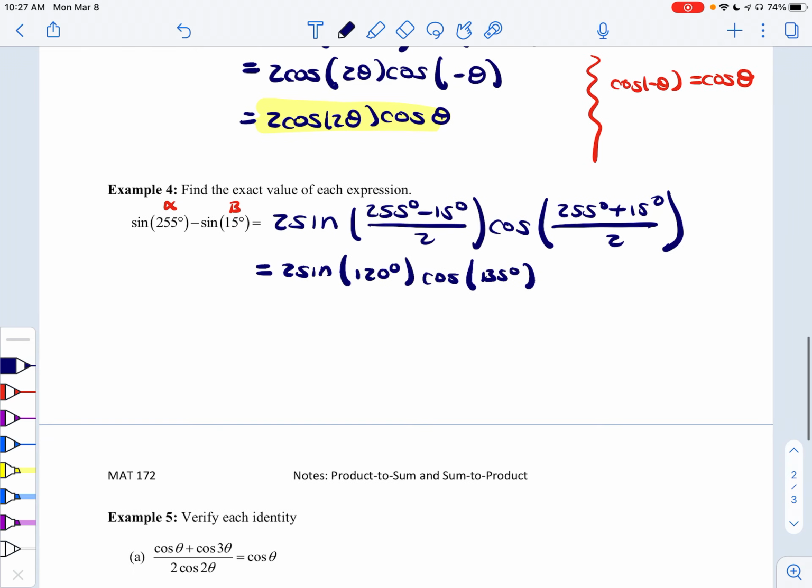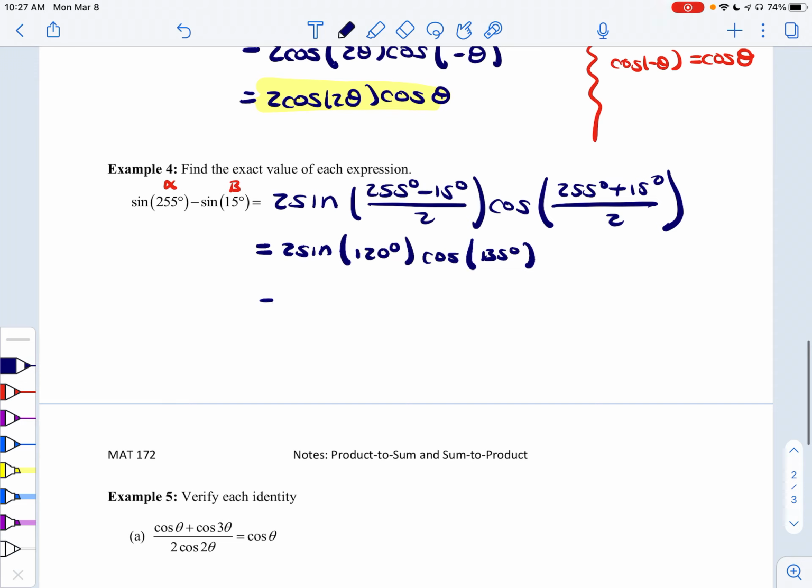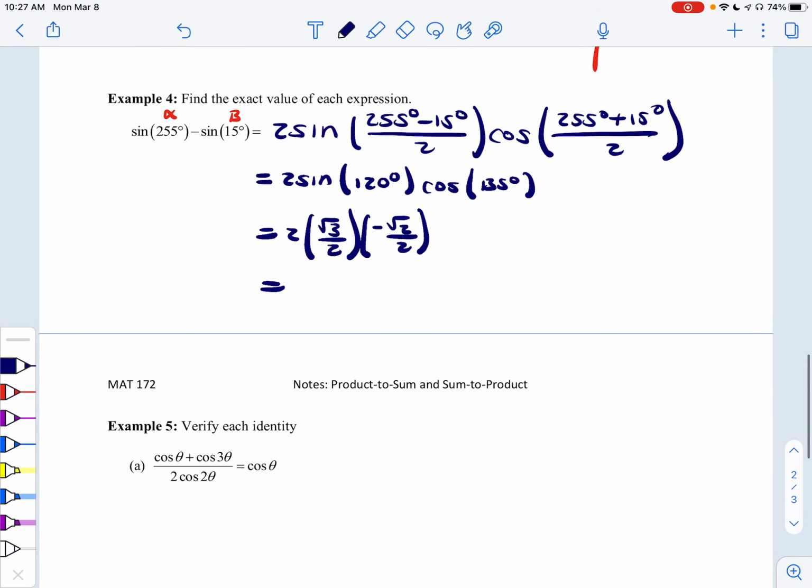All right, so 120 and 135 are both unit circle angles, so we can just plug in our values. So sine of 120 is root 3 over 2. Cosine of 135 is negative root 2 over 2, and then just multiply across. So I'm going to go ahead and just reduce this before I multiply, cancel one of those 2's out. So you get negative square root of 6 divided by 2 as our final answer.